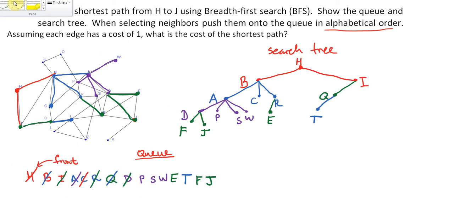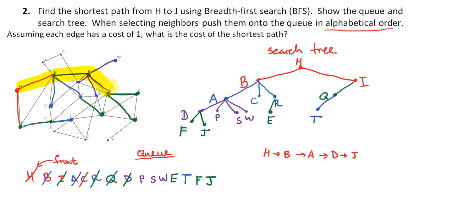So now let's retrace our steps and figure out what is the exact path to get from H to J. And using the search tree here will help us. So from H, we go to B. And then from B, we go to A. And then from A, we go to D. And then from D, we go to J. So our precise path that we should walk down here is as follows. From H to B, from B to A, from A to D, from D to J.